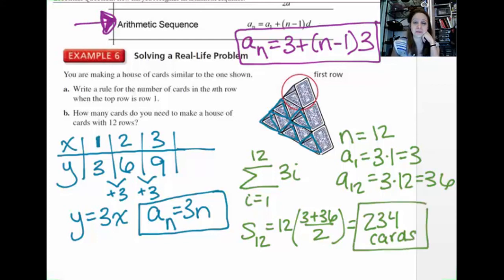So here's your real-world problem. In the real world, when you look to build a house of cards, one way to figure out the total amount of cards you need is to create a sequence with a rule, and then find the sum of this series, and you will get 234 cards.